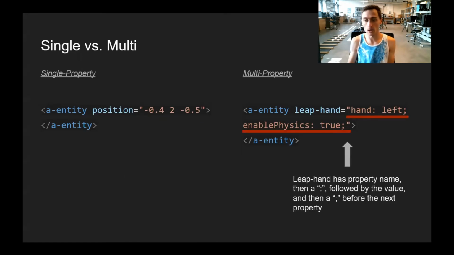And then in your multi-property component, you have multiple properties in there. So you have hand and you have enable physics. It could be a lot more or less than that. But the point here is that the property and value pairs are divided by semicolons. And then the property name and the value you're assigning to it is separated by a colon. So in this case, the property name is hand and you're assigning it the value left because it's either left or right. And then enable physics is just a Boolean. So that property name is there, and then the value is a Boolean. So it's either true or false.